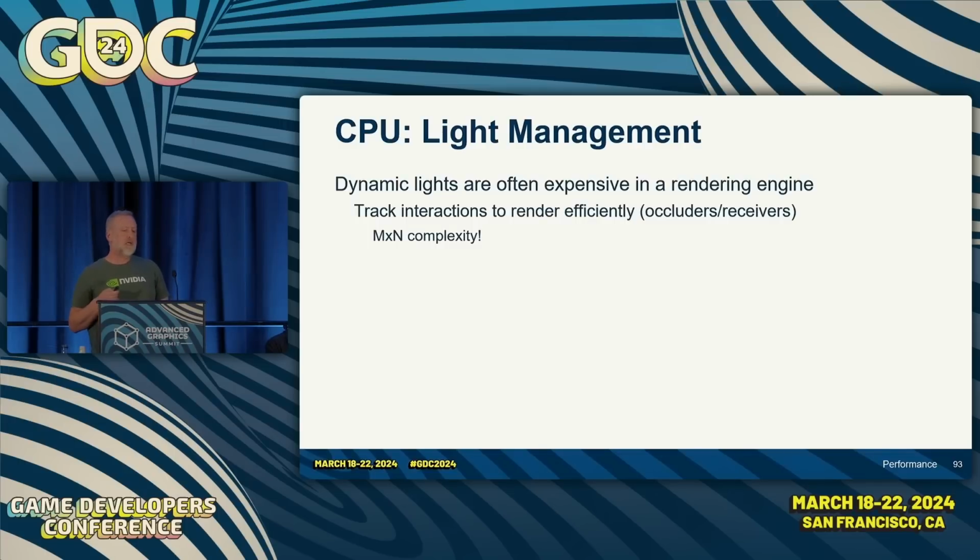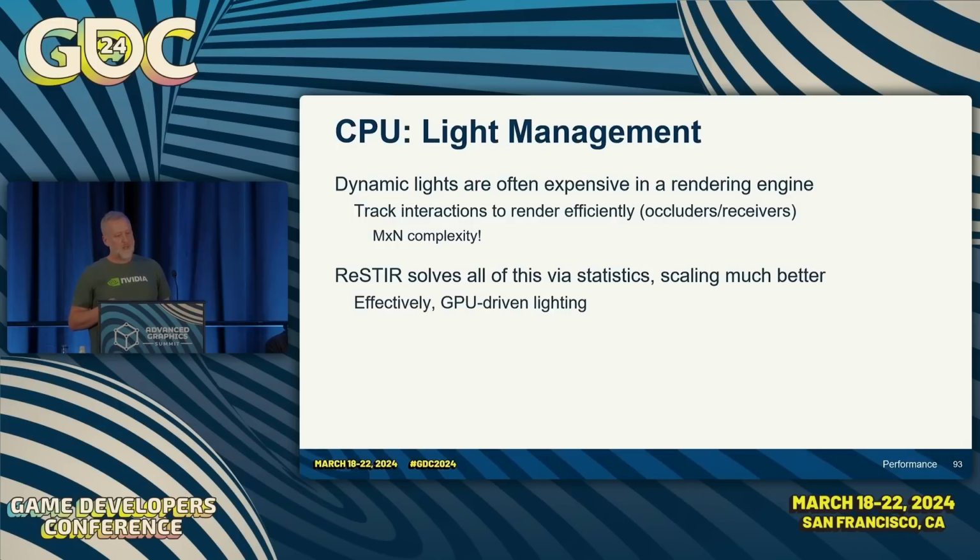And it's because in a rendering engine, to do things efficiently, we're typically having to track occluders and receivers. And this is an N by M complexity task, and Unreal is no different. So the nice thing about ReSTIR is that it allows all of this to be done via statistics, and it's going to scale much better. So effectively, we're going to have GPU-driven lighting. And if we have GPU-driven lighting and we don't have to track this N by M stuff, we can just stop updating this tracking, and we get an infinite improvement in the overhead of tracking these interactions.